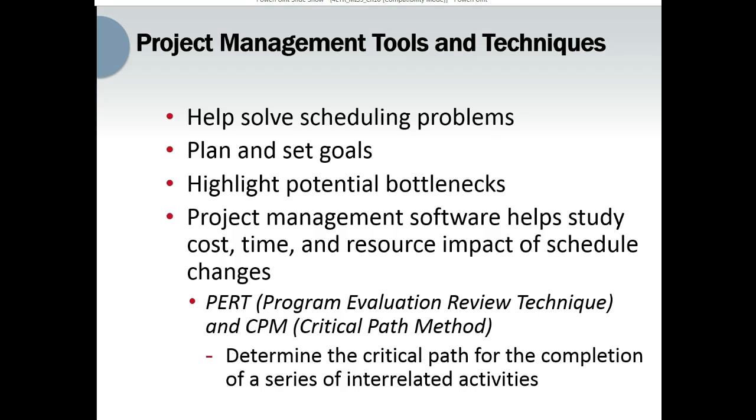PERT and CPM techniques can work together by determining the critical path for the completion of a series of interrelated activities. This can include all those activities that are extremely important for the completion of the project with zero slack time. If any of these activities is being delayed, the entire project could be delayed. Activities that are not on the critical path are more flexible, and those can be delayed without delaying the project.